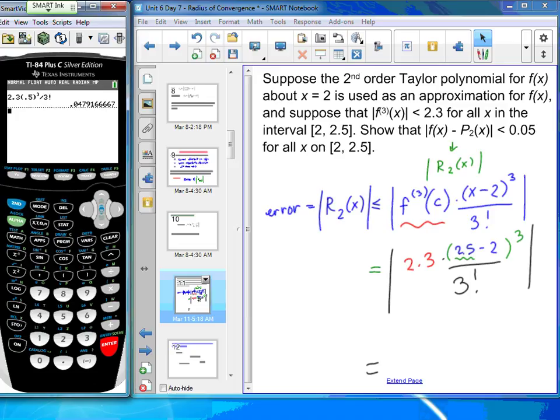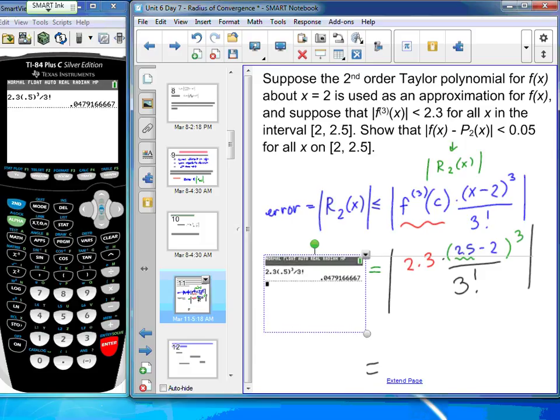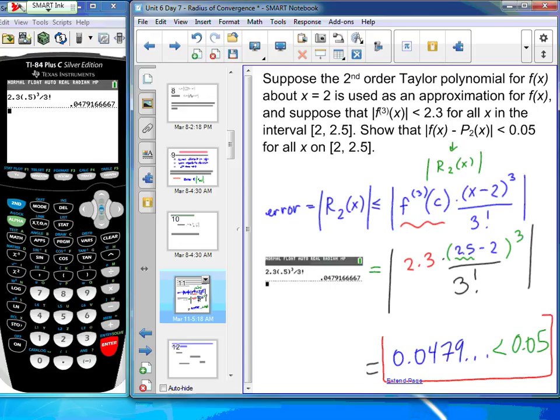Okay, so our approximation, actually that interval is pretty big though, 2 to 2.5. So our error is guaranteed to be, oh, that is less than 0.05. And so we have shown that we're less than the 5/100ths. So I'm feeling pretty good about that. 0.0479, and that is less than the 0.05 as desired. Sweet.